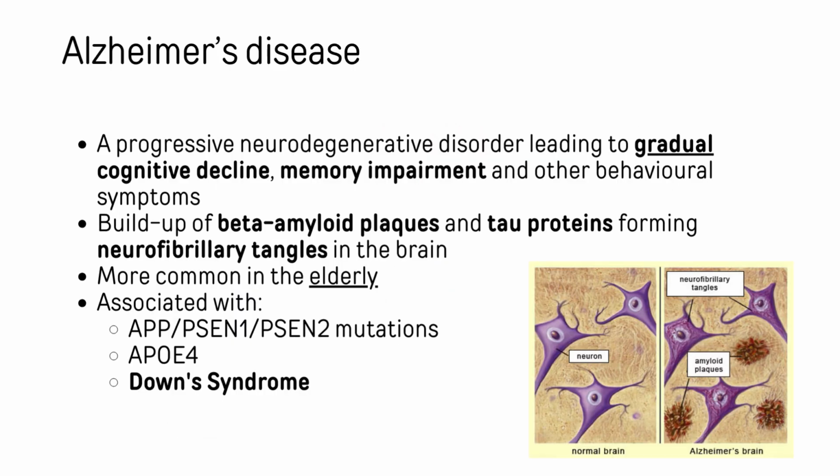Now, Alzheimer's. Alzheimer's is the most common type of dementia. It's a progressive neurodegenerative disorder, so it steadily worsens over time. You get a gradual cognitive decline, and it can present with memory impairment and behavioral changes. The main pathophysiology of Alzheimer's disease is the buildup of beta amyloid plaques and tau proteins, which can fumble up and mesh together to form neurofibrillary tangles in the brain.